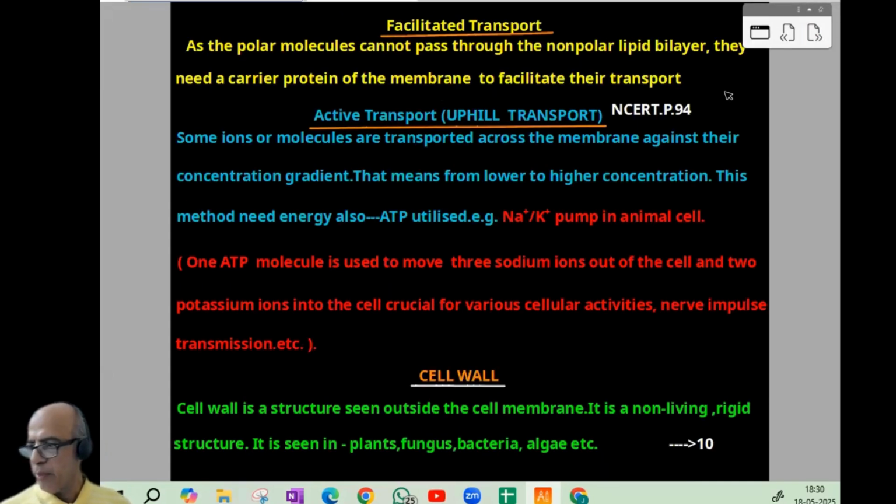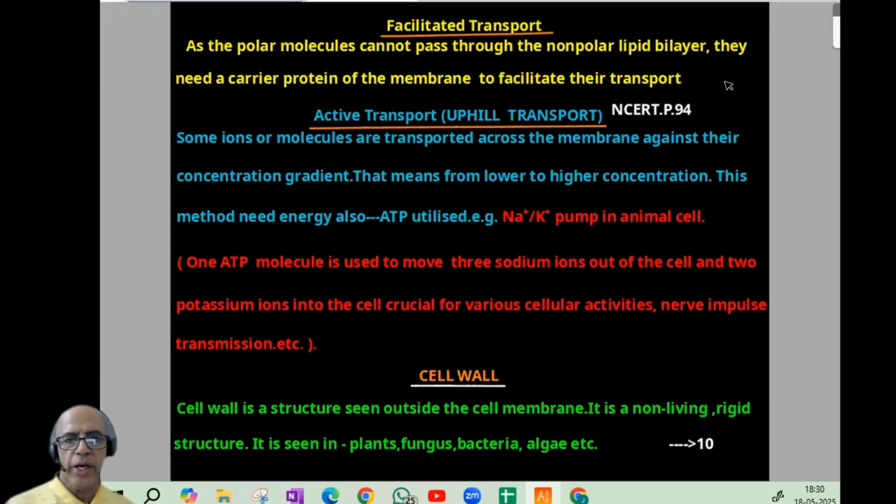Next comes another type of transport, facilitated transport. As polar molecules cannot pass through the non-polar lipid bilayer, they need a carrier protein of the membrane to facilitate, to help their transport. Previously, a chapter was there, transport in plants. In the present NCERT it was eliminated, where all this was explained, coming under physiology, first chapter on the plant side.